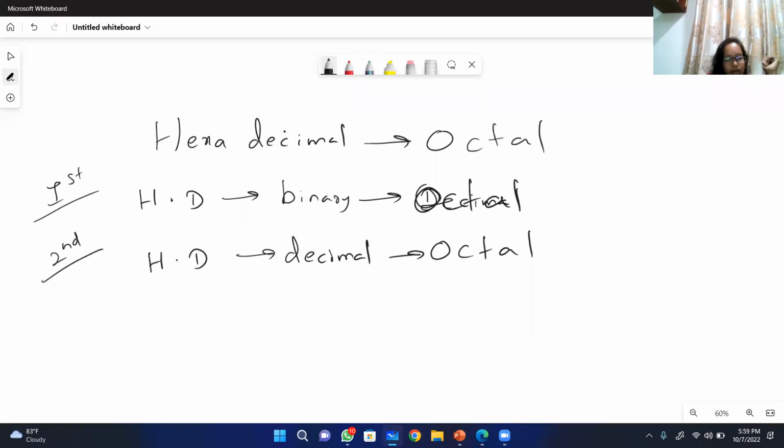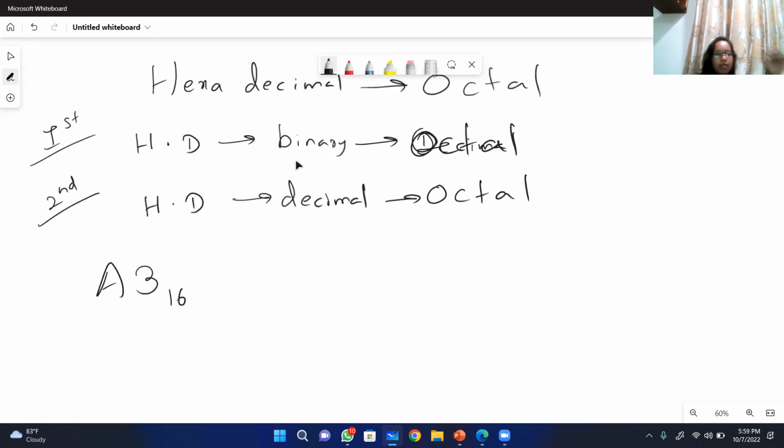We'll take an example like A360. This is the given hexadecimal value. So how to convert that into binary? The first method, hexadecimal, we have to convert into binary. Now, how to convert A3 into binary? We have to write down the binaries as 4 bits, like 0, 0, 1, 1.